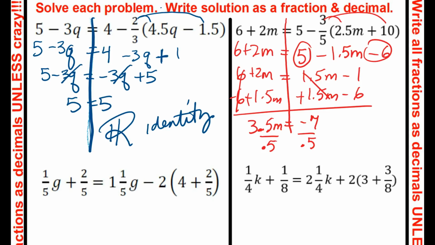So anyway, this is 3.5. This turned into a 3. I mean, 3.5s fit into -7 is -2. M is equal to -2.